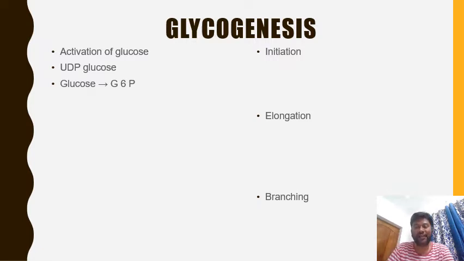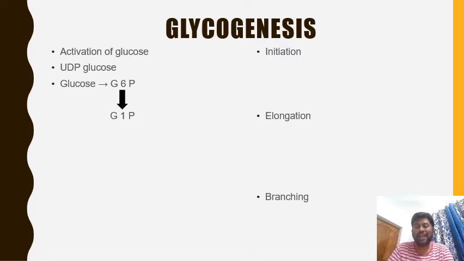The enzyme for this reaction is hexokinase or glucokinase. In the liver, it will be catalyzed by glucokinase, whereas in the other tissues, especially in muscle cells, it will be done by hexokinase. Okay, so now this glucose 6-phosphate will be converted to glucose 1-phosphate by an enzyme called phosphoglucomutase.